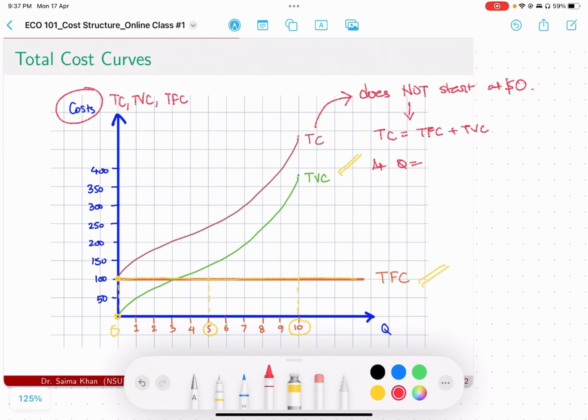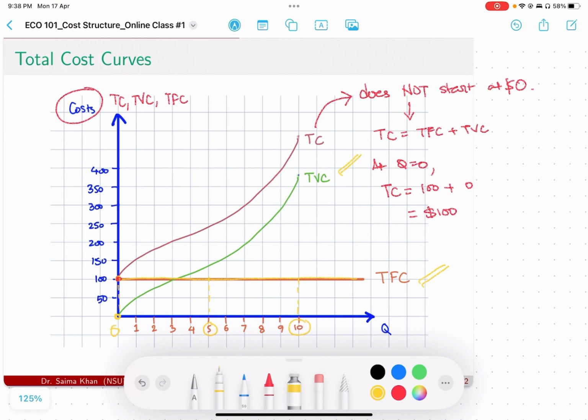So even at Q equals 0, total cost is equal to total fixed cost, which is $100, plus total variable cost, which is $0. And so it is $100. So that is why total cost at 0 units of output starts at 100 and then just mirrors what's happening with the total variable cost.